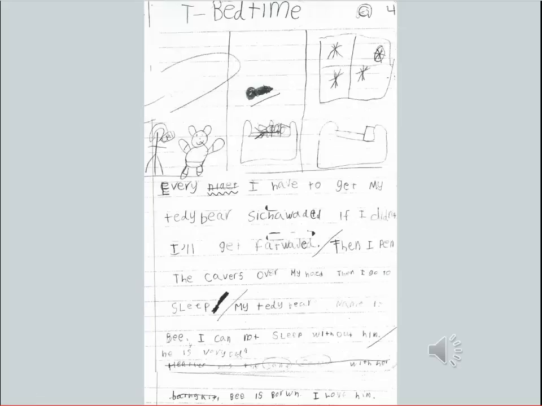Children frequently will write about their everyday routines. Here's a classic one. "Every night I have to get my teddy bear situated. If I didn't, I get frustrated. Then I pull the covers over my head. Then I go to sleep. My teddy bear's name is B. I cannot sleep without him. He is very old. B is brown. I love him."